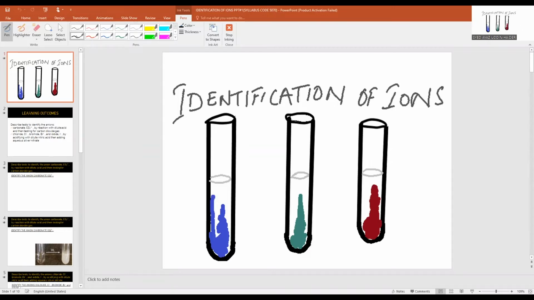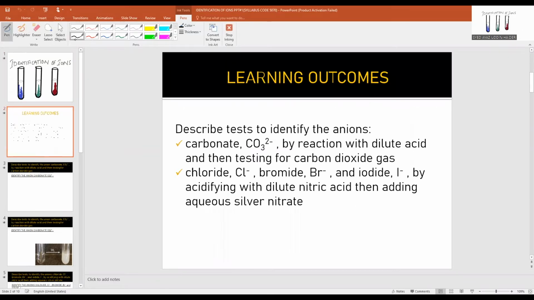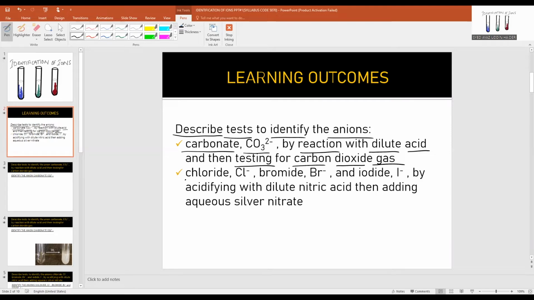In this lesson, I will begin the new topic which is about identification of ions. The learning outcomes for this lesson are describe tests to identify the anions: carbonate, CO3 2-, by reaction with dilute acid and then testing for carbon dioxide gas; chloride, Cl-, bromide, Br-, and iodide, I-, by acidifying with dilute nitric acid and then adding aqueous silver nitrate.